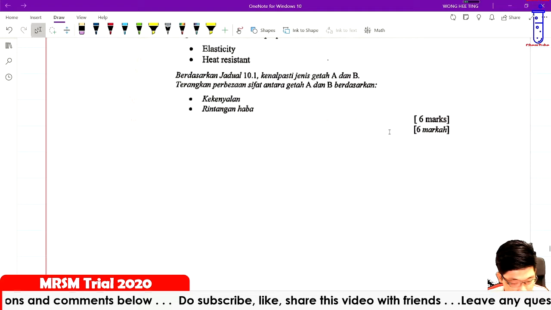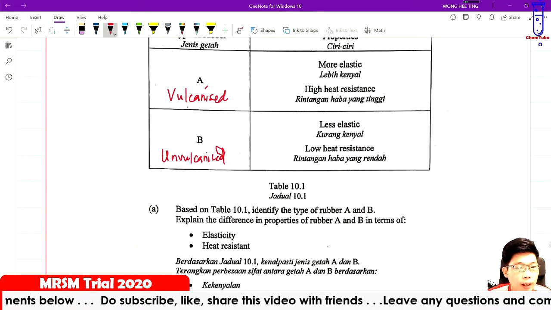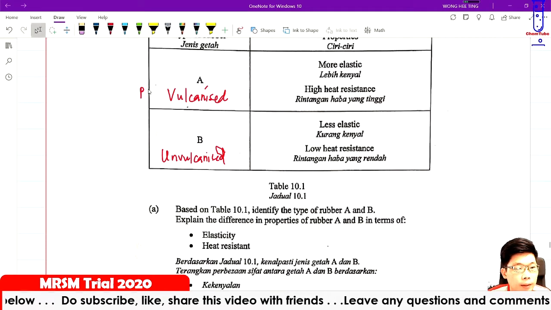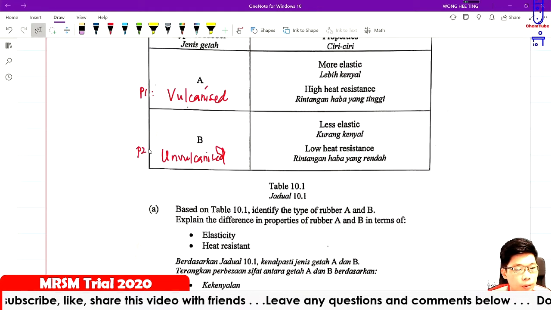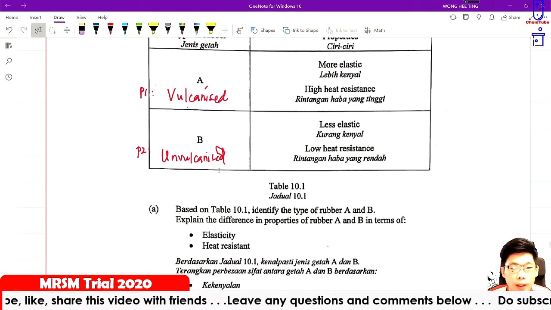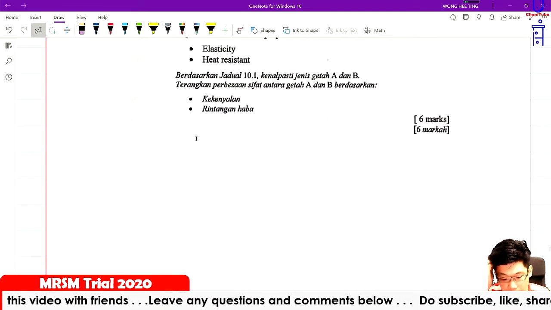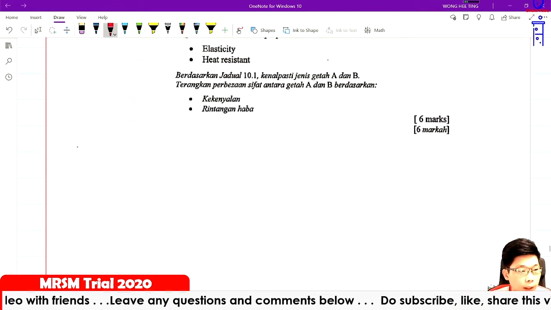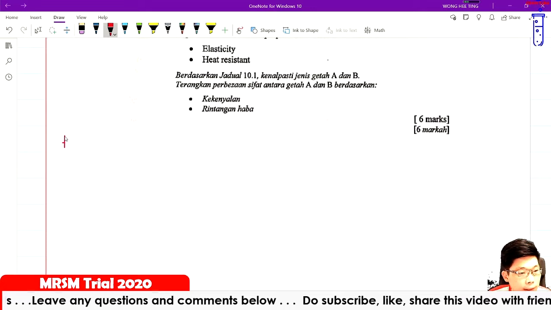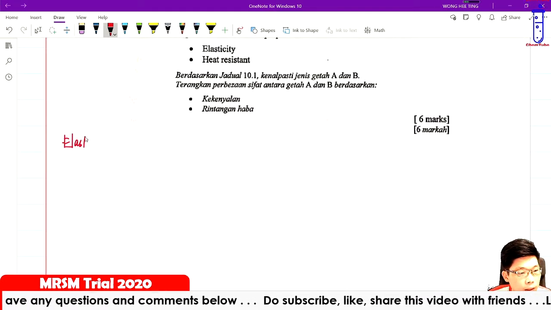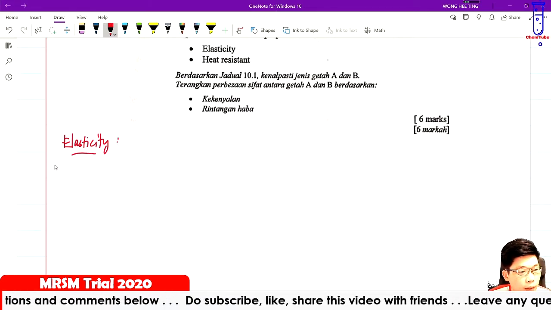First we can mention point number 1, which we mentioned just now: rubber A is a vulcanized rubber. Point number 2, B is the unvulcanized rubber. So 2 points already, and another 4 points we have to explain. Elasticity. Point number 3, we mention the elasticity.